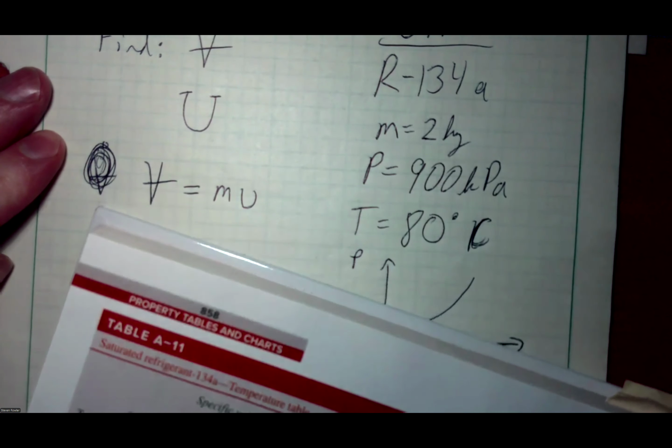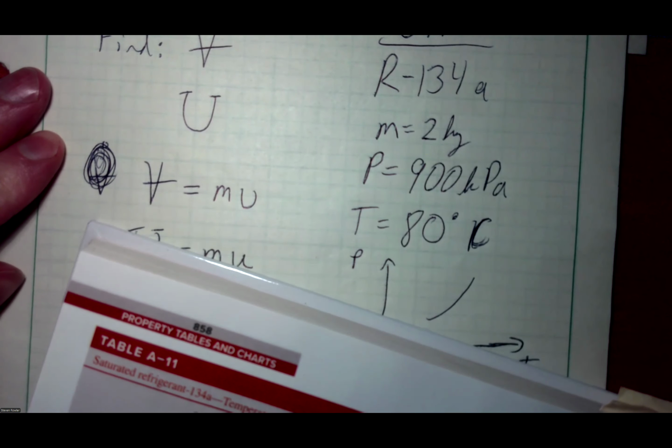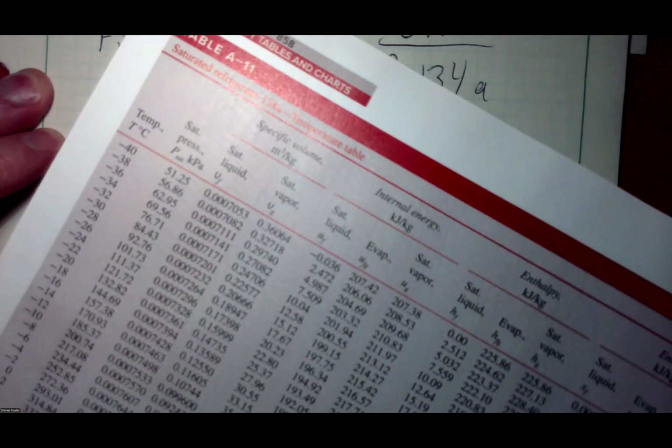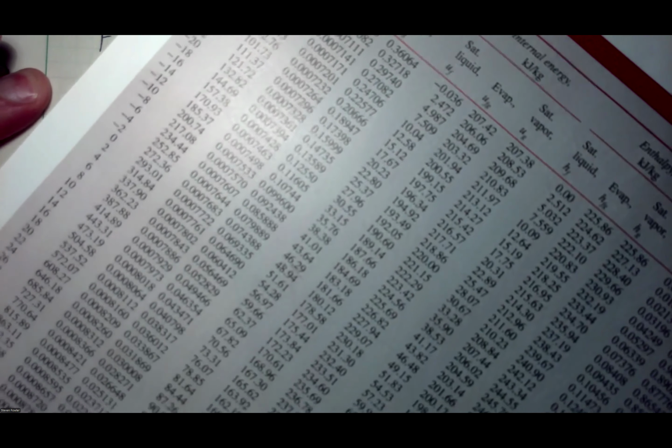What am I given here? I'm given 80 degrees C and 900 kilopascals. So I could come down here to 80 degrees C, which is on the very bottom, and I've got to angle this to get it on here. So at 80 degrees C, I've got 2.63 megapascals, or 2,635 kilopascals. I could use those values, but I'm going to show you what I'm going to do instead. I'm going to go to the next table.